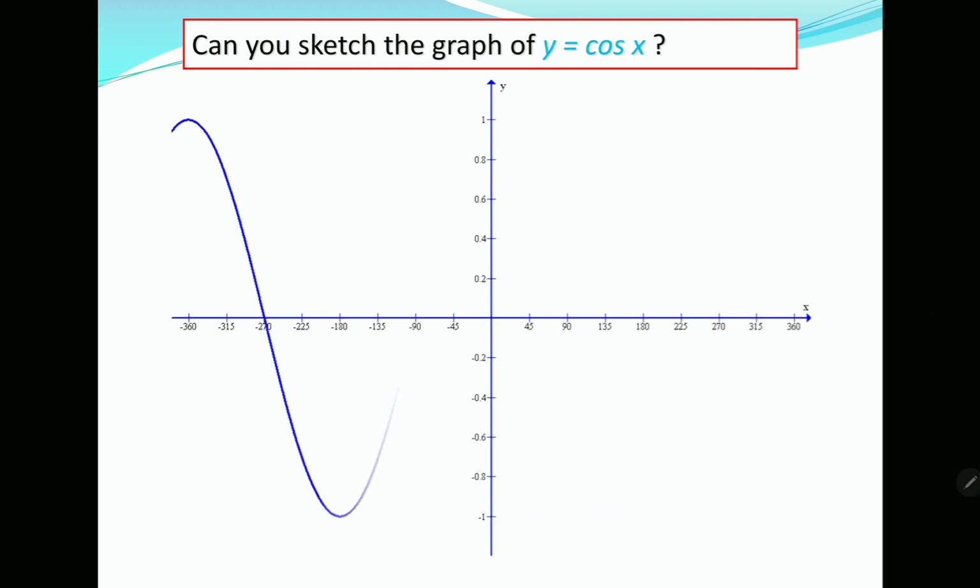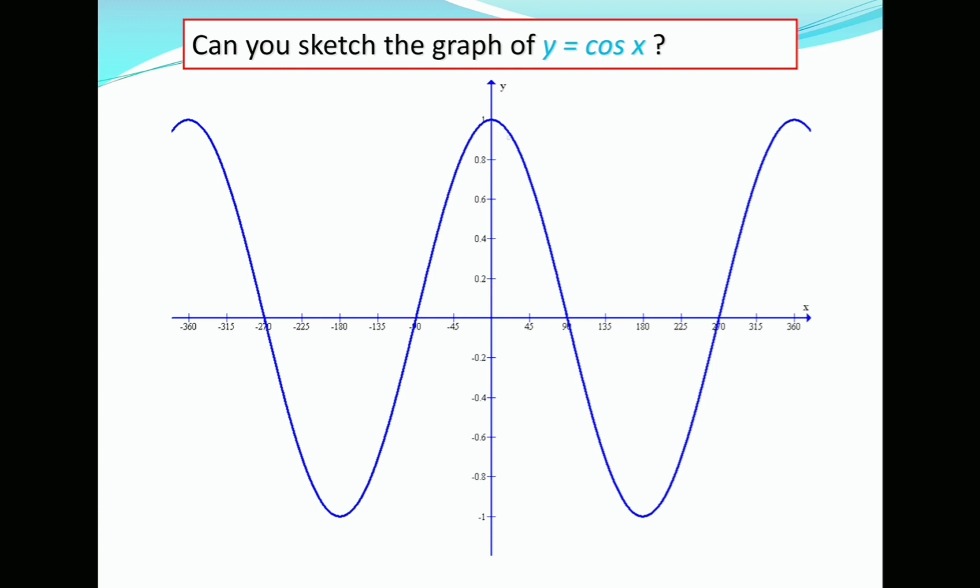This is the graph of cos x. The graph of cos x starts at 1 and again ends at 1 at 360 degrees. So the period of cos x is also 2 pi, or I can write it as 360 degrees. The maximum value for cos x is 1 and the minimum value for cos x is -1. Cos x is 0 at 90 degrees and 270 degrees.